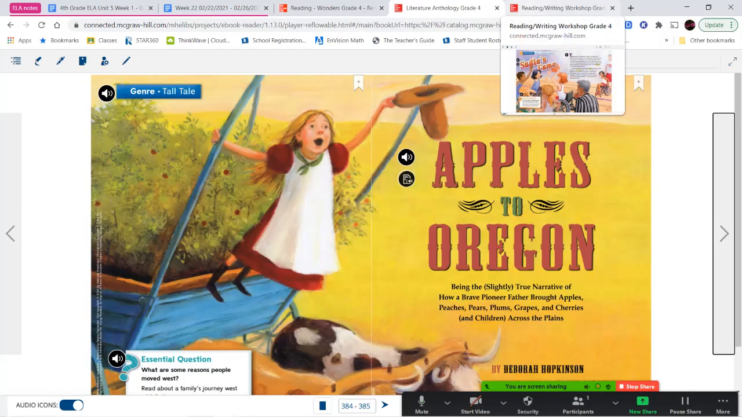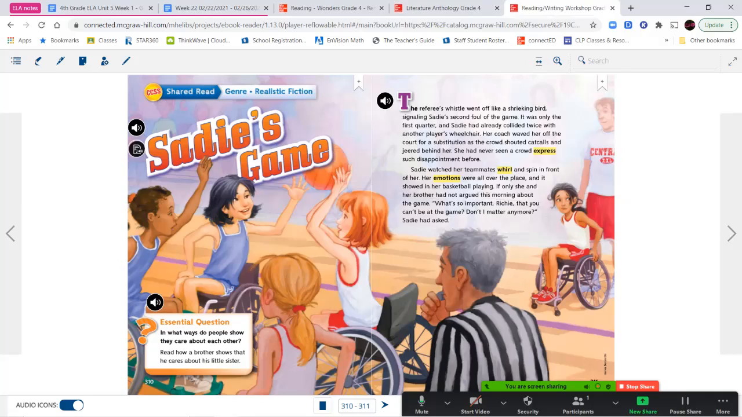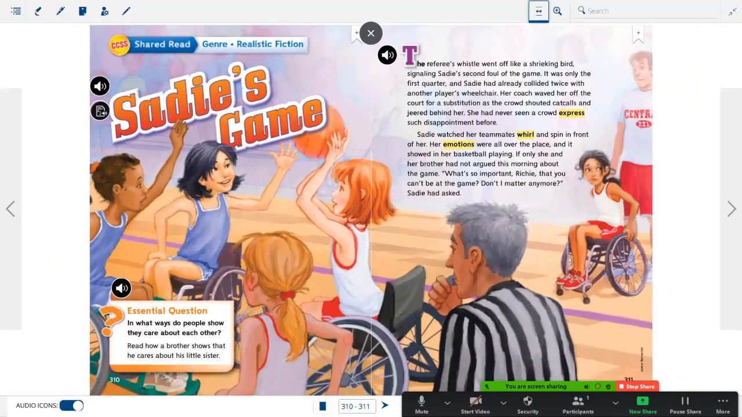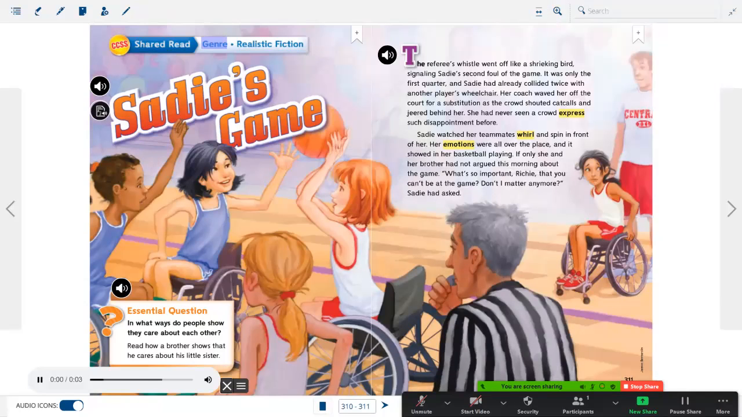Okay, that takes us to the end of our stories in our literature anthology. Next, we're going to hop into our reading and writing workshop, and we're going to be reading a realistic fiction story called Sadie's Game. Genre: realistic fiction. Sadie's Game.